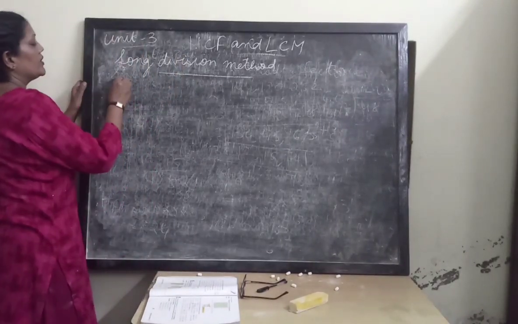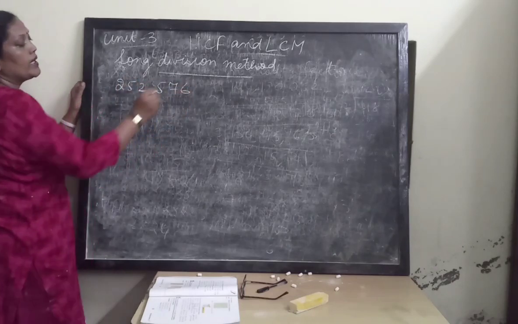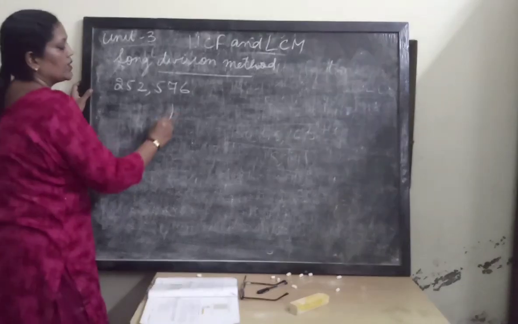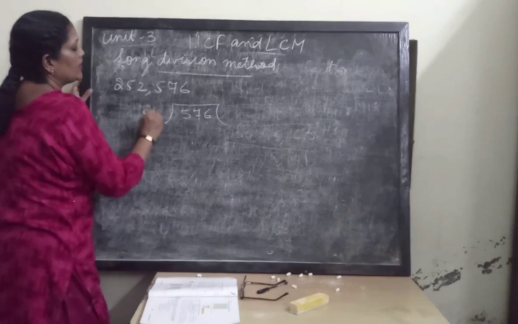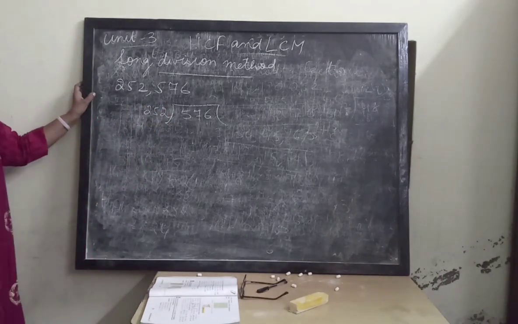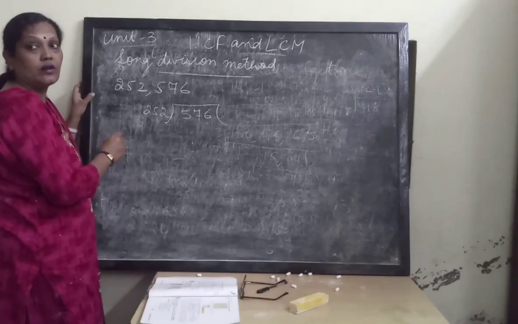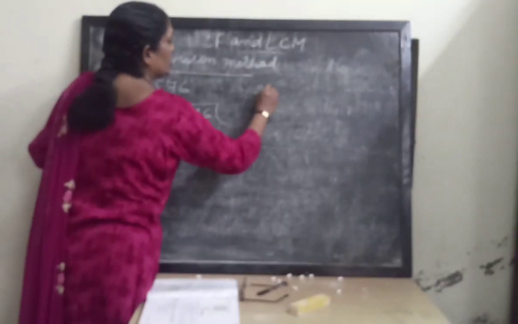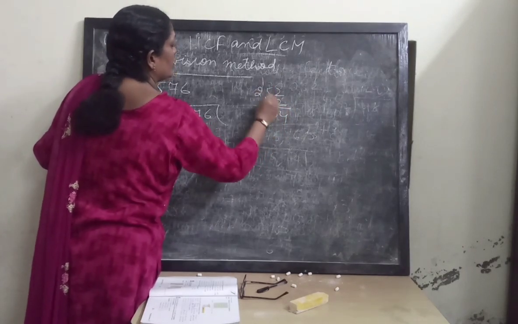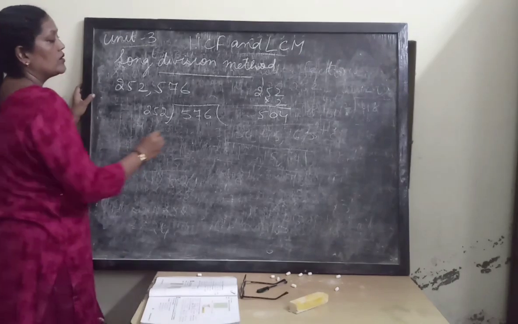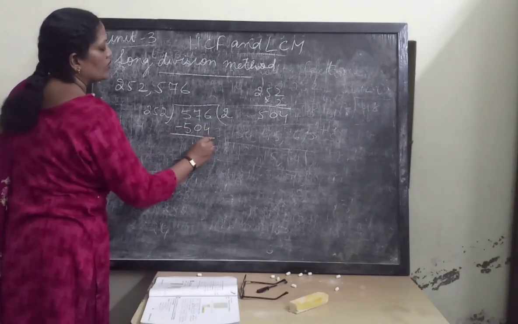252, 576. Now here what to do? Which is the bigger number here? 576. It will be the dividend here, and this 252 will be the divisor. So what is 252 2's? 2 2's are 4, 5 2's are 10, 1, 2 2's are 4 and 1, 504. So 252 2's are 504.